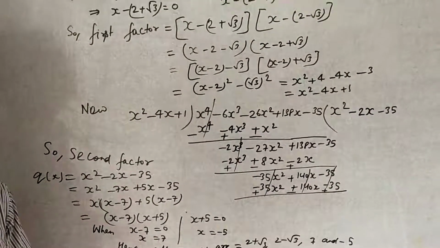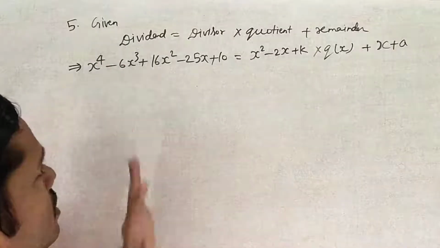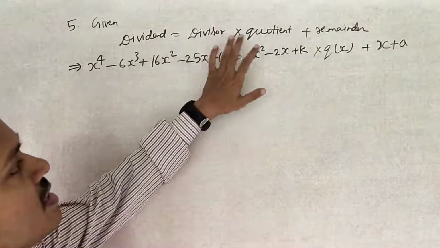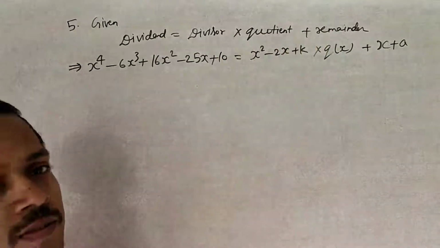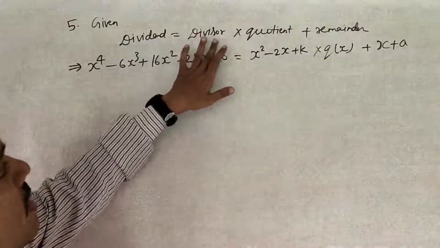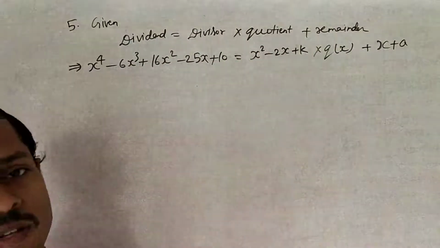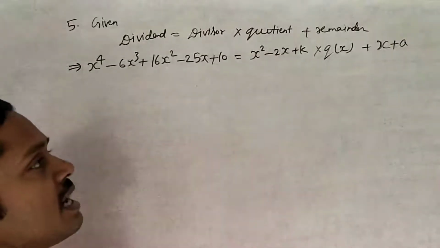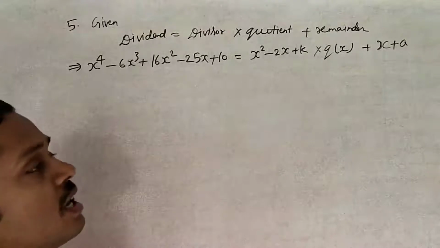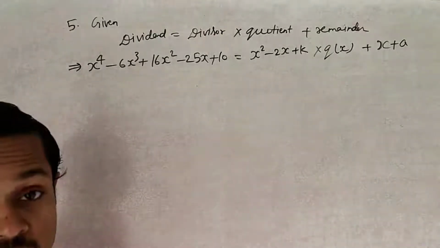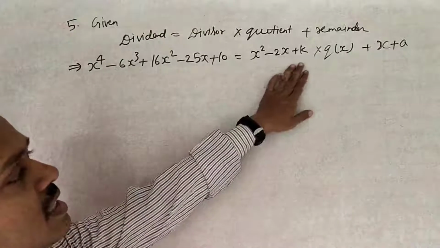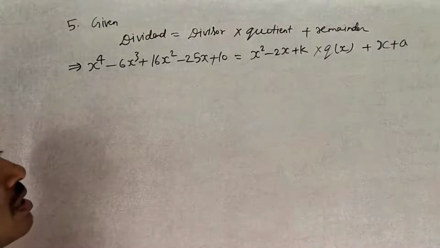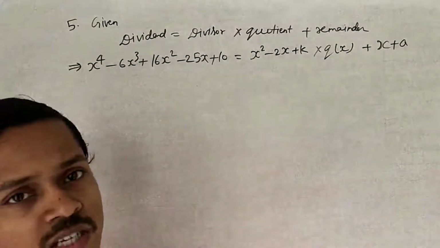Students, we are going to solve question 5. In this question, the information given is dividend, divisor, quotient not given, remainder given. So just think, the dividend value is given, the divisor value is given, the quotient value is not given, the remainder value is given. And we are being asked that we will have to find out the value of k and a. Look at how we can solve. We don't have the quotient, then how can we find out? There are two variables, so we are not able to find out.